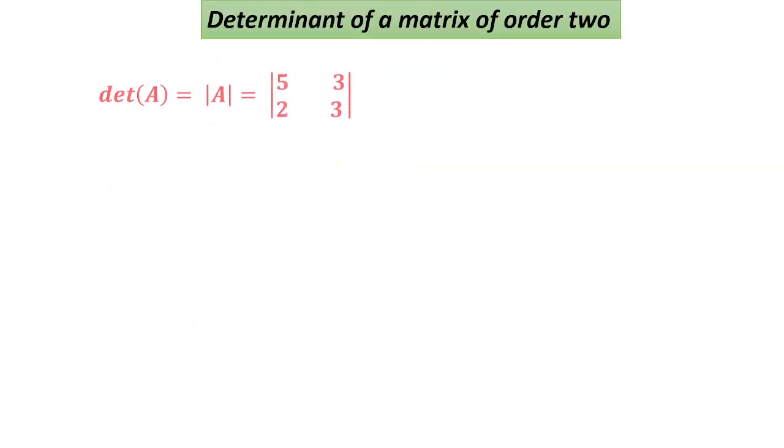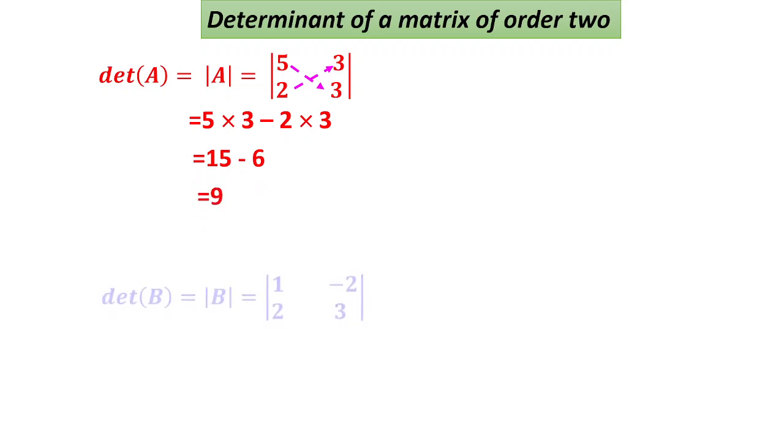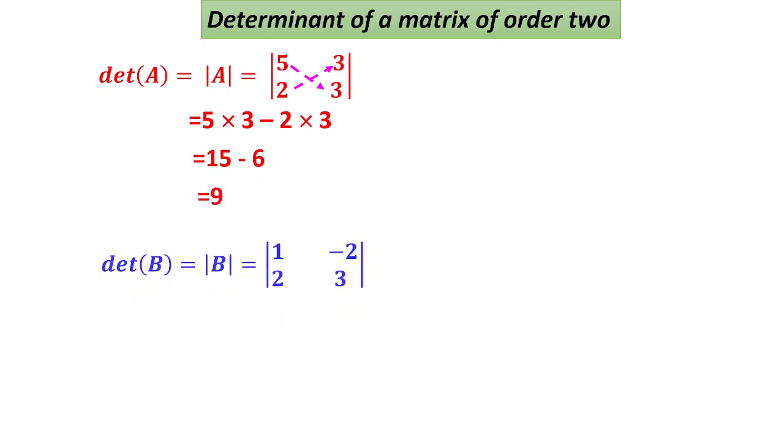Well, for order 2, let us now try to get the value of it. So what you have to do now? 5 into 3 you have to find, and 2 into 3. Therefore 5 into 3 minus 2 into 3, therefore 15 minus 6, the answer is 9. Now let us take another determinant where you have to be very careful with minus of minus. This will be 3 minus 4. Therefore 1 into 3 minus of 2 into minus 2. Therefore 3 plus 4, the answer is 7.